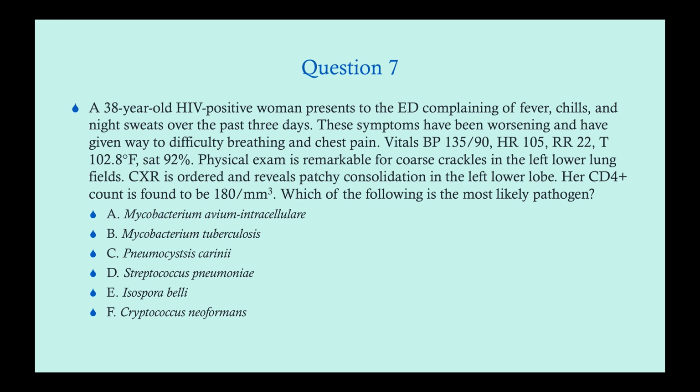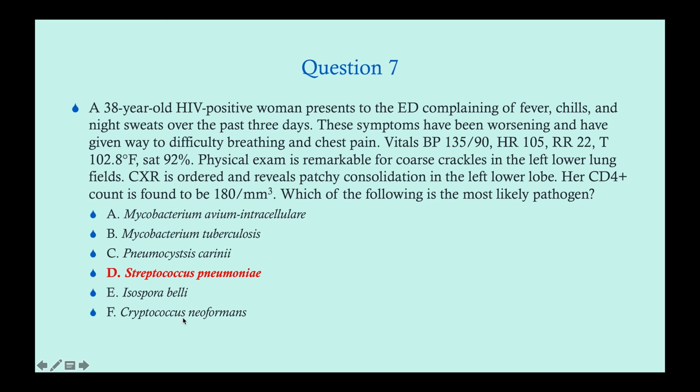So our answer to this one is D, Streptococcus pneumoniae. It's worth remembering that even in HIV patients, the most common cause of pneumonia is the most common cause of pneumonia in everyone, Streptococcus pneumoniae. There are some distractors here, and those are things that we associate in HIV patients with the lungs. And which ones are those?